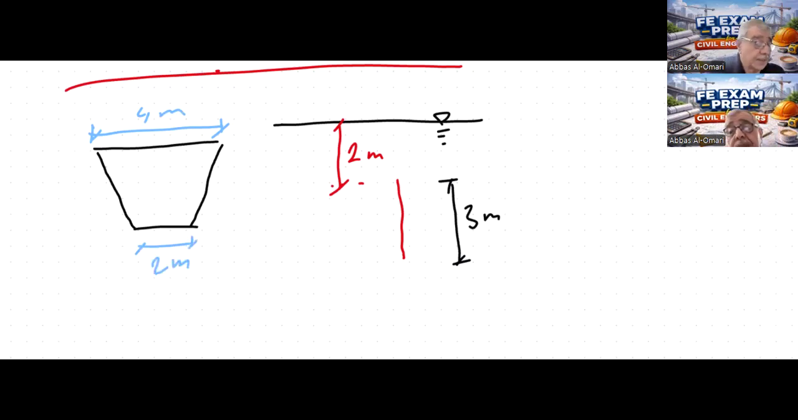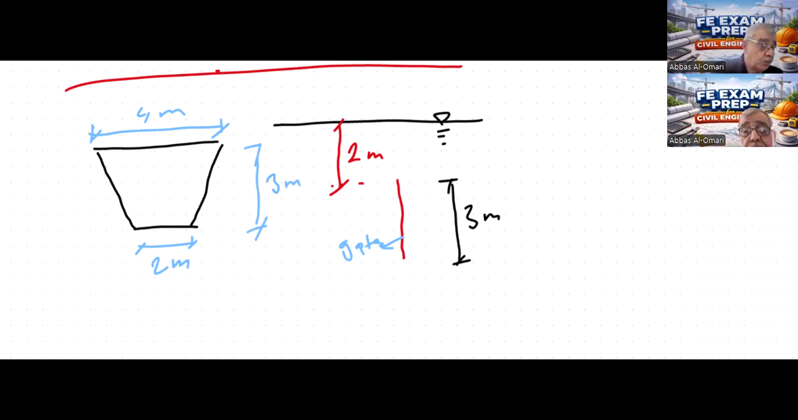Now we are required, this is the gate. So again, to make the question clear, we have a trapezoidal gate. It is submerged underwater. The water height above the top of the gate is 2 meters. The gate is 3 meters deep, and its cross section is trapezoidal, 4 meters the top width and 2 meters the bottom width. And this is the height, 3 meters. And we are required to determine the hydrostatic force acting on the gate.